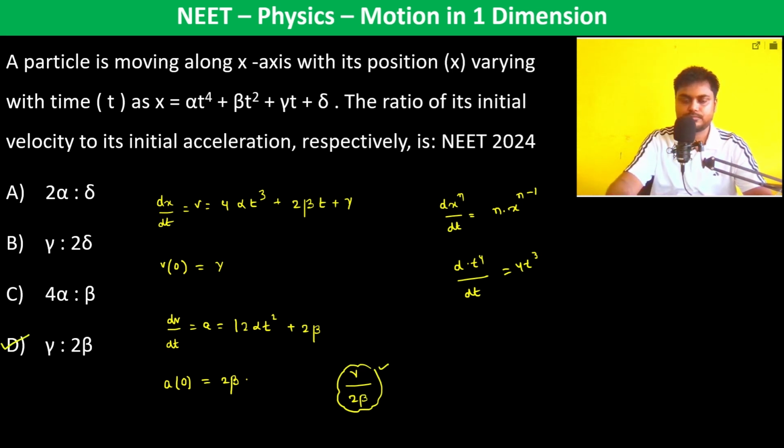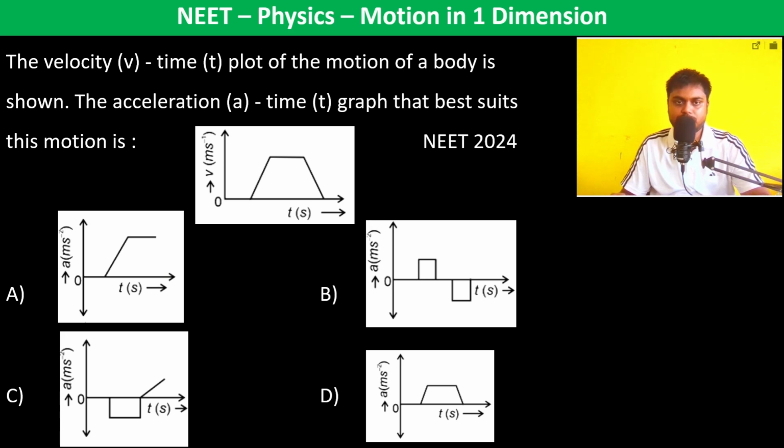Thank you. The velocity time plot of the motion of a body is shown. The acceleration time graph that best suits this motion is. So we can see here that from t is equal to 0 to this time, let us say t1, the velocity is 0 and the velocity is constant, so therefore the acceleration is 0 here.